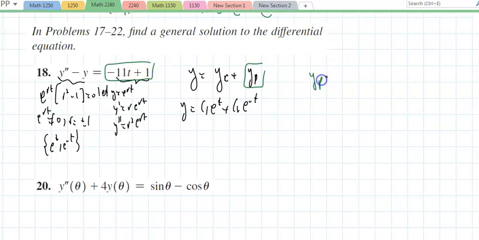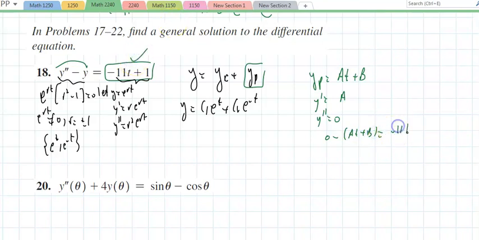We say the particular is a general linear equation, at plus b. I need two derivatives. Y prime is a, y double prime is 0. So 0 minus at plus b must equal negative 11t plus 1. Negative at minus b equals negative 11t plus 1.